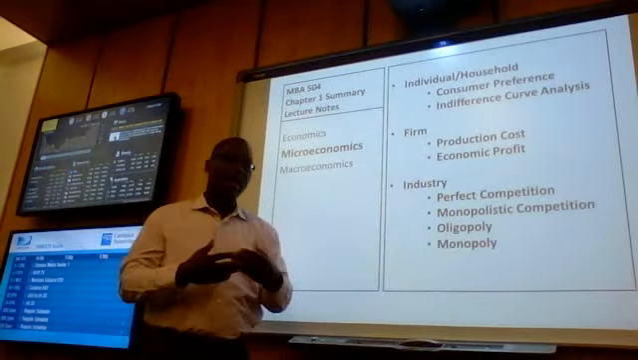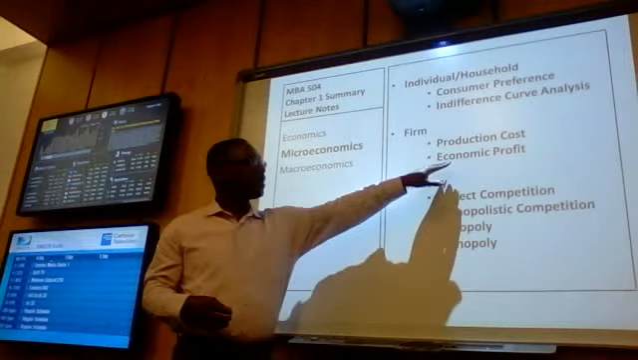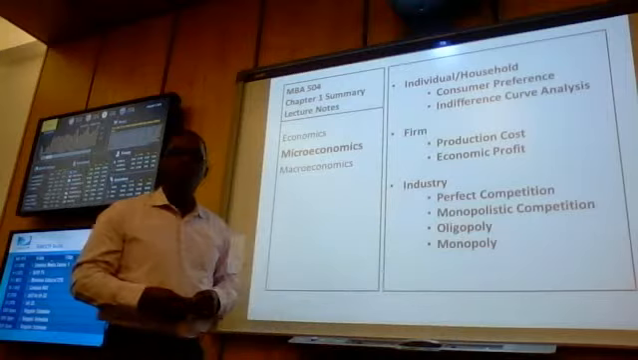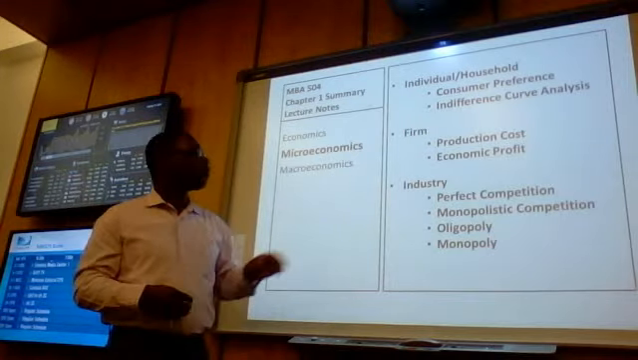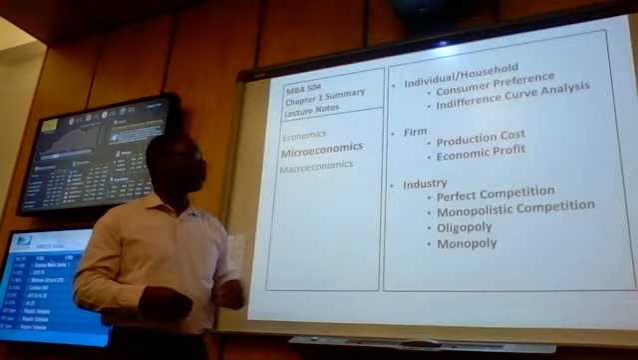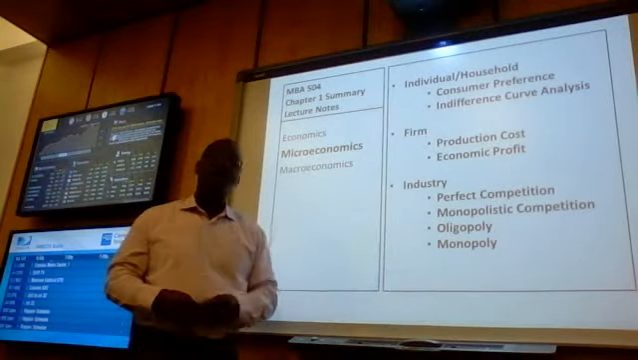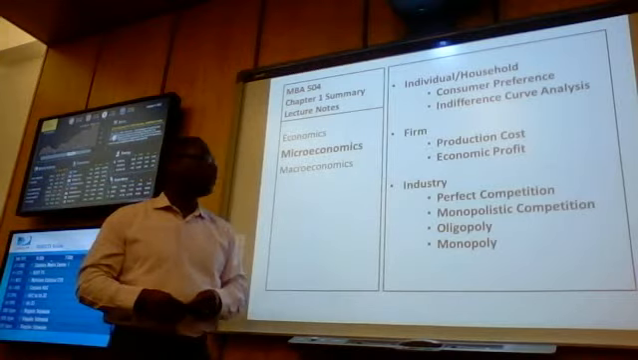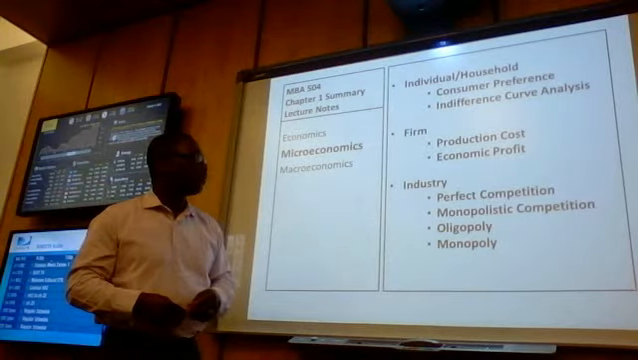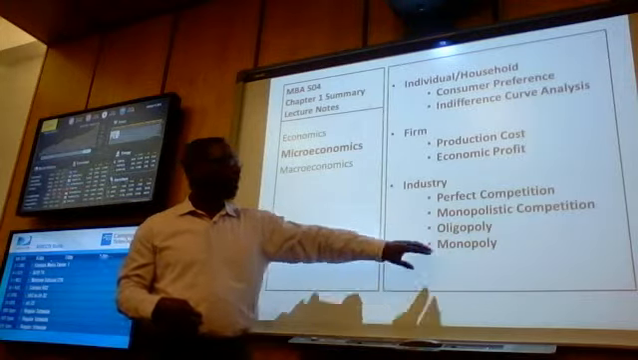We're going to distinguish economic profit from accounting profit. We're going to talk about different types of economic profit and how that impacts the production decisions for firms. We're going to end our microeconomic theory component of the course by talking about industry, different types of industries, and the pricing and production behavior of different types of industries, beginning with perfect competition, moving to monopolistic competition, oligopoly, and monopoly.